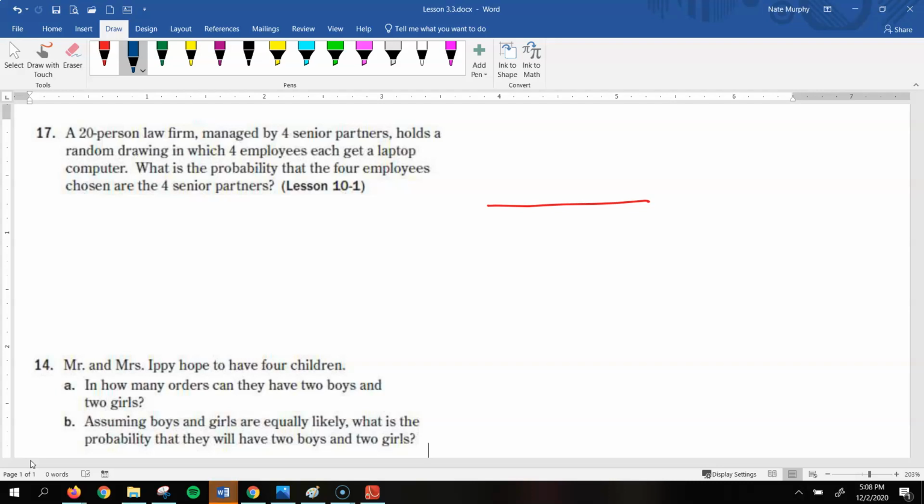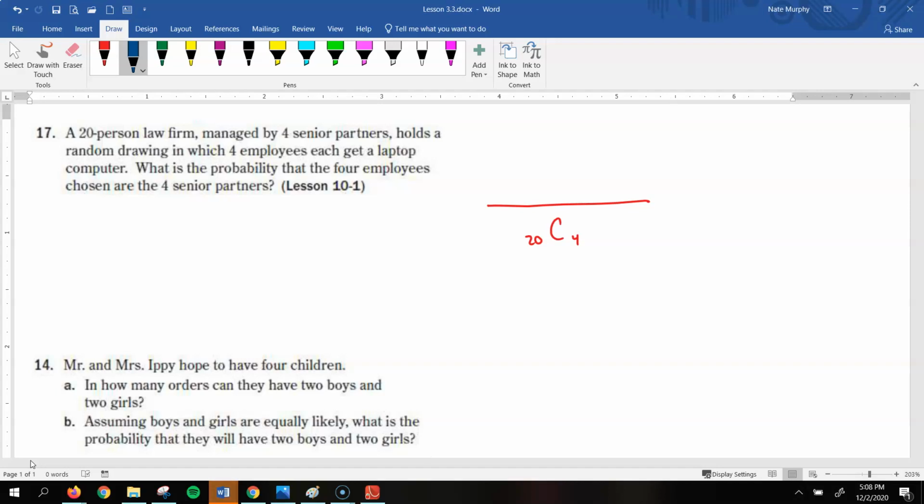So it's a 20-person law firm. There's 20 people in the law firm, and they're going to be handing out 4 laptops. So it'd be 20 choose 4. It doesn't matter who those 4 are. It's just 20 people are employed, and 4 of them are going to get a laptop.